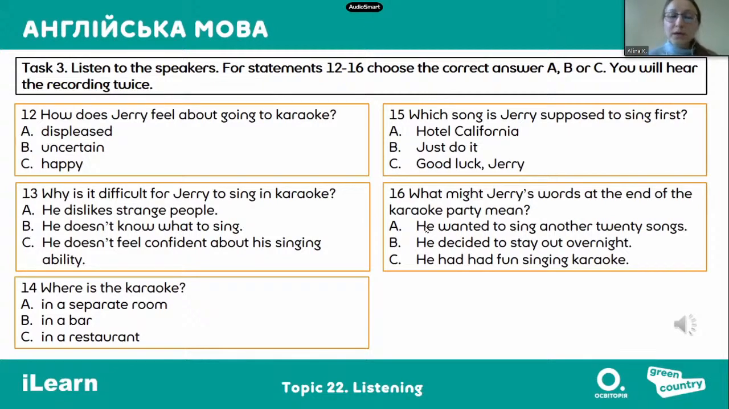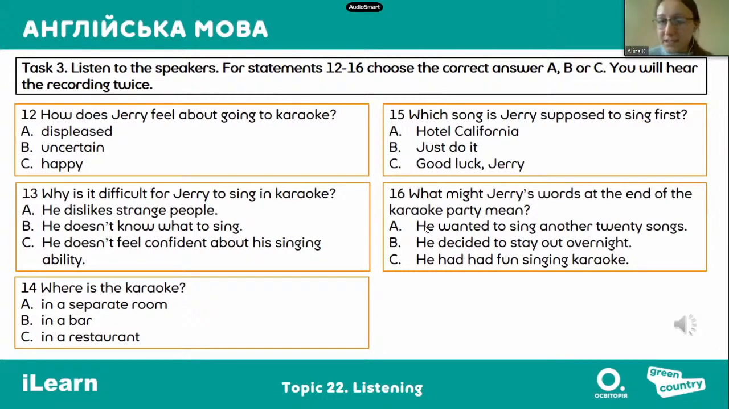Number 14. Where is the karaoke? Separate room, bar, restaurant. Тобто bar і restaurant – це що в нас такі? Більш public places, тобто many people, можливо, там буде. Спробуйте собі пояснити слова цим багато. А separate room, воно інше, ніж ці два значення. Separate room, not many people, maybe it's not public, it's more private place.